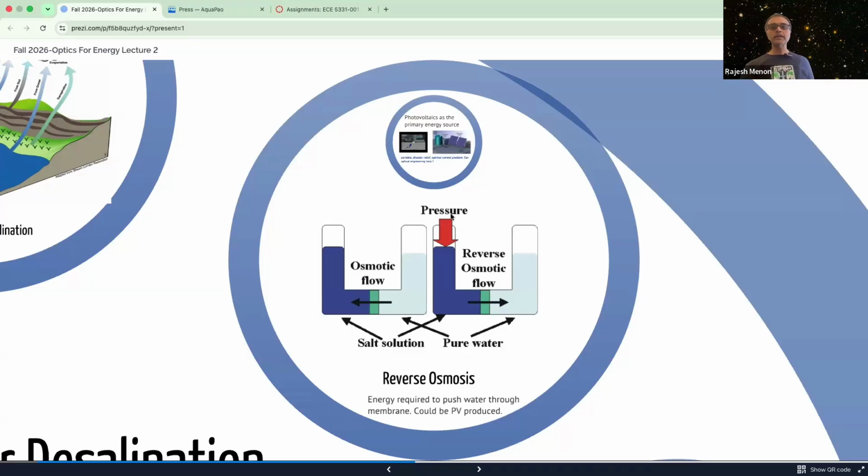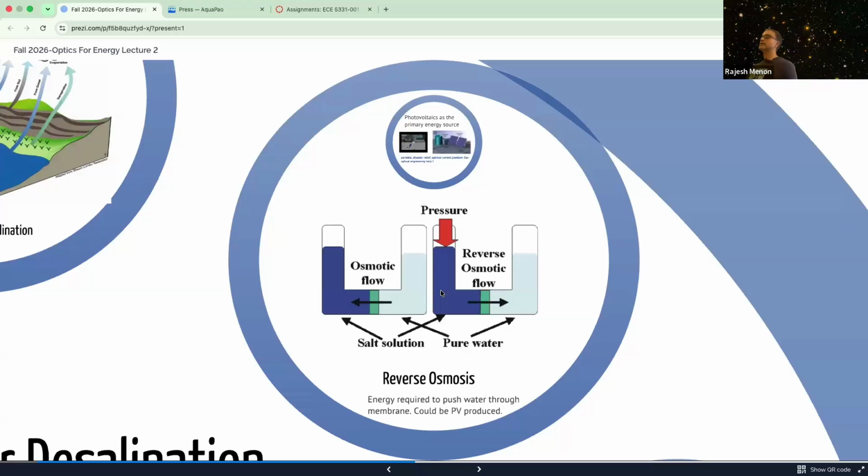Now, if I start pushing here, what will happen? The water can flow this direction, but the salt can't. Right? So eventually, this level will go up, this level will go down, and that's okay because I'm doing work, and I will get pure water. And this is simply what happens in a desalination plant in a much more complicated way. A reverse osmosis plant, sorry. A reverse osmosis desalination plant. Okay?